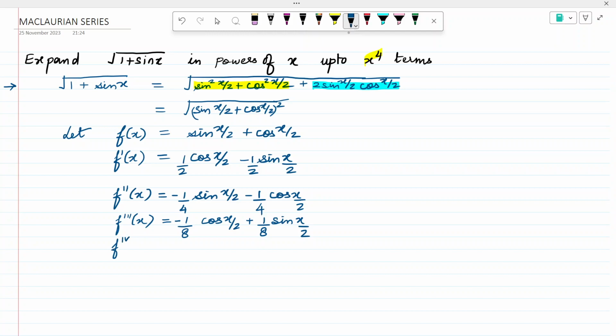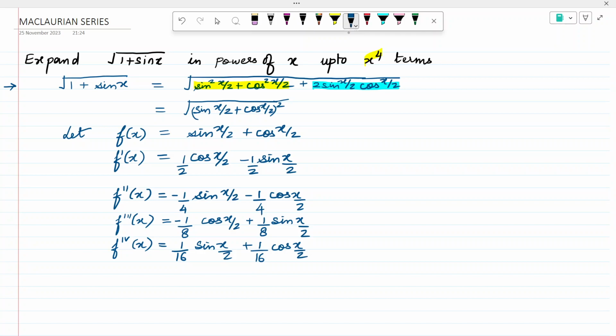We take the fourth order derivative, which is the last derivative required. Cos derivative will be negative sign, so this will become plus 1 by 16 because of the chain rule. And derivative is sine, not cos. And this will become again plus 1 by 16 cos x by 2.